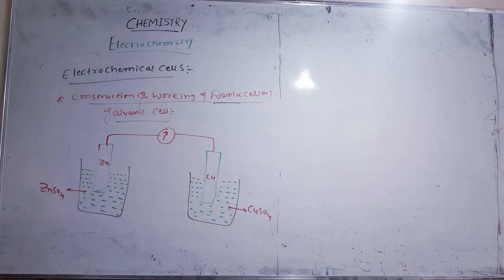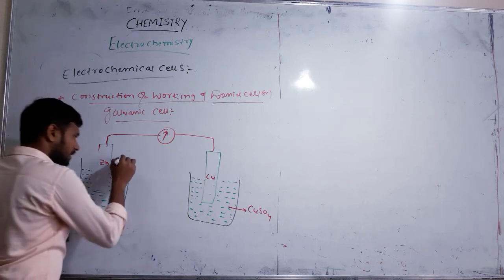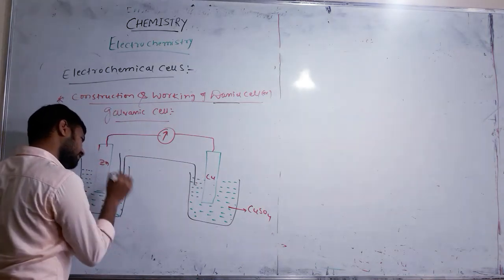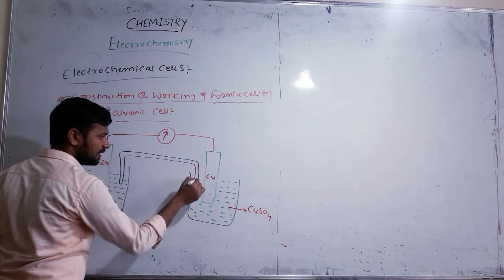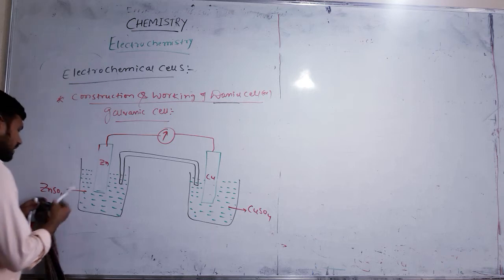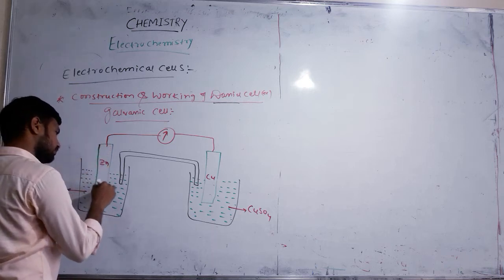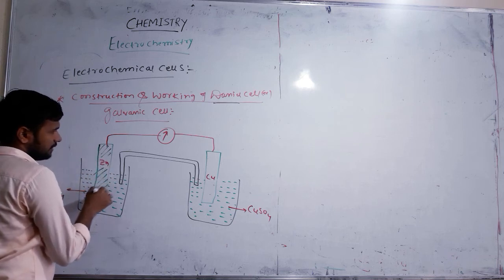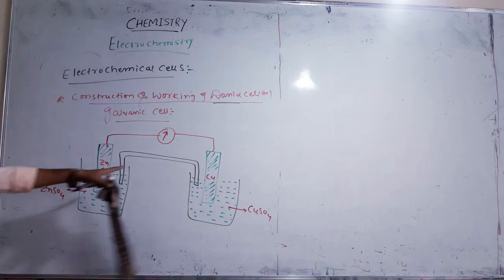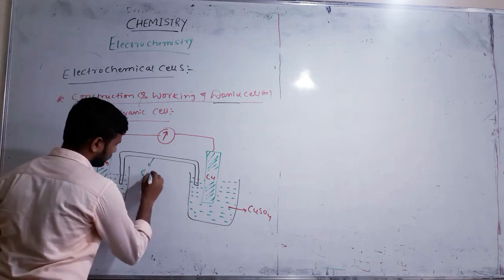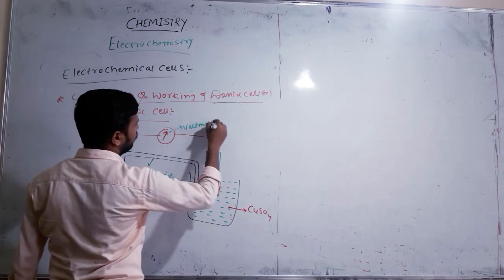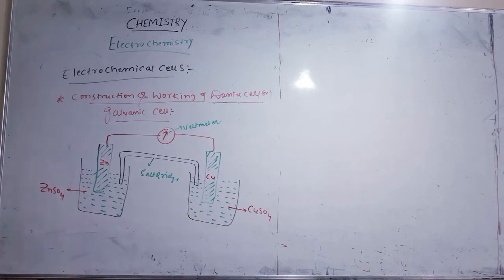One more important thing: I am dipping a salt bridge here, which is very important, as it maintains the electrical neutrality between the two electrodes and two solutions. A simple diagram: this is zinc, this is copper, this is a salt bridge, and this is a voltmeter. Now the story begins.